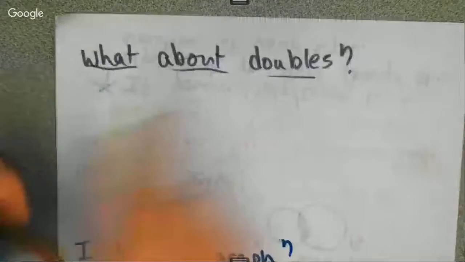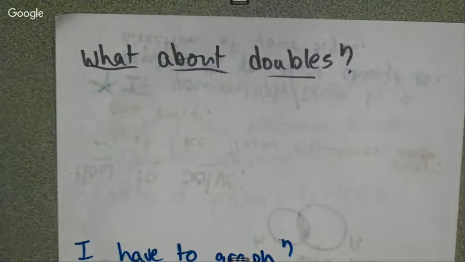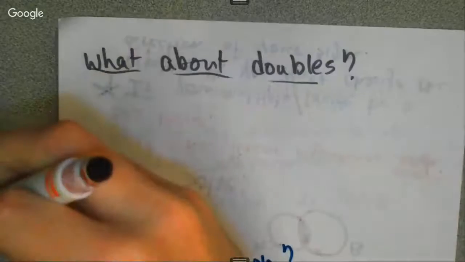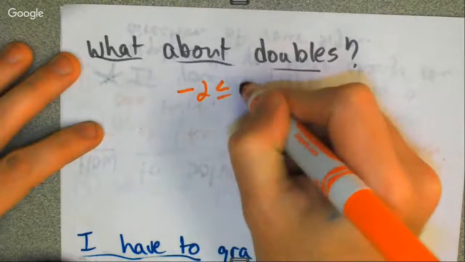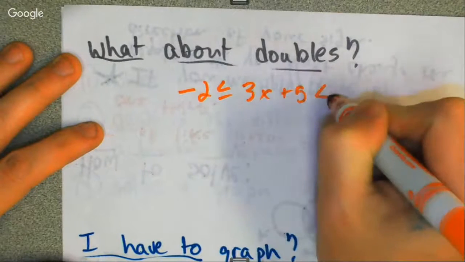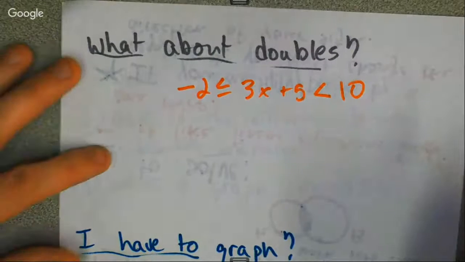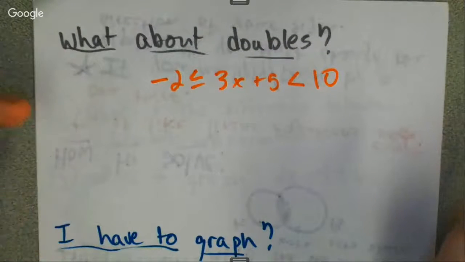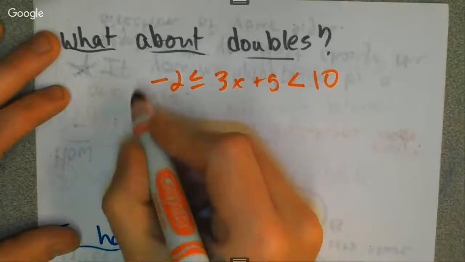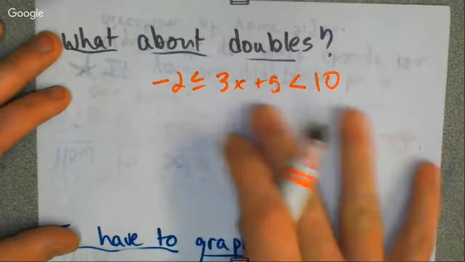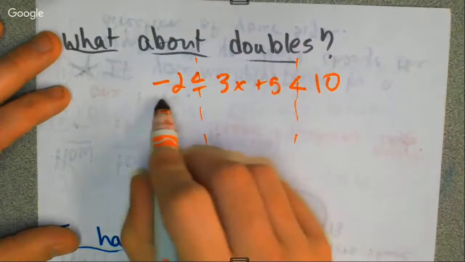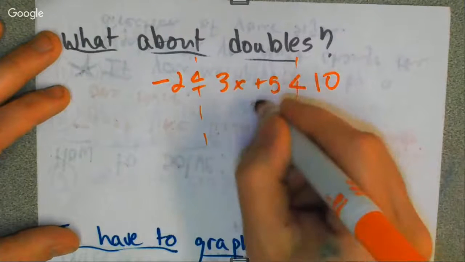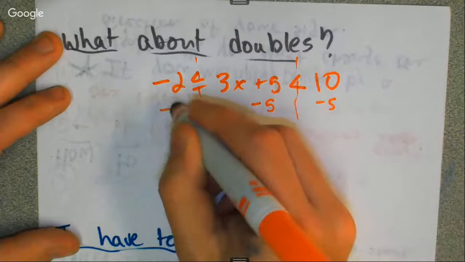Okay, a couple more things here. How about doubles? So with doubles, a double inequality is just we can solve it 2 different ways. Okay. So if I give you something like negative 2 less than or equal to 3x plus 5 less than 10. Okay, that's a double inequality, meaning there are 2 inequality signs. So we could take this and solve it all like this. So what I do to the middle, I'd have to do to all 3 sides. So I'd subtract 5, minus 5, minus 5 and do it that way.